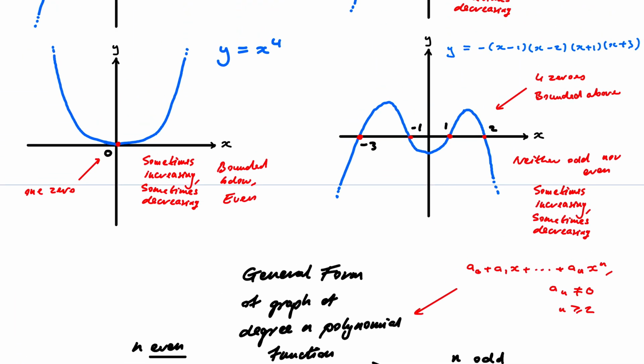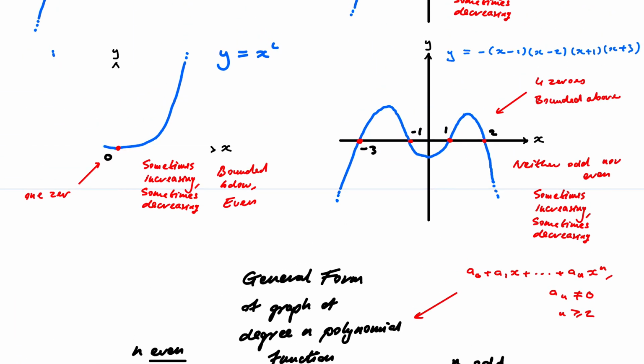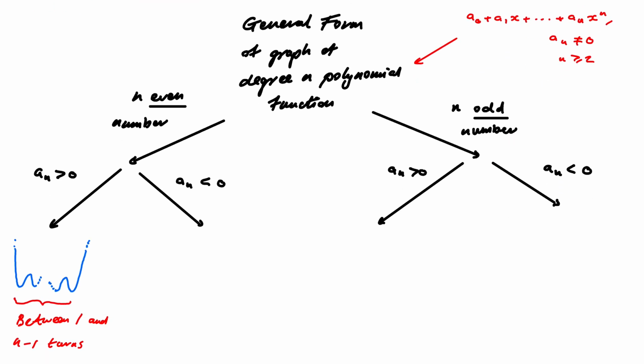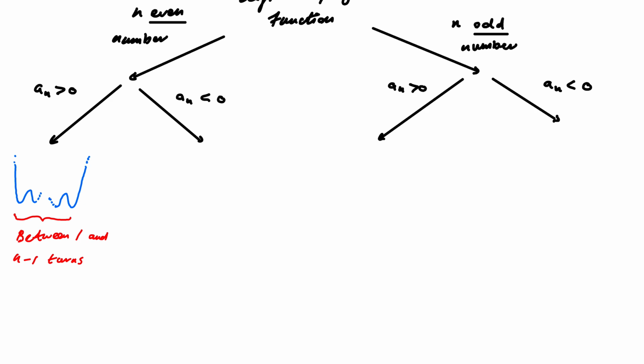Let's just scroll up a sec. Like this, for example. This is only 1 turn. Whereas this guy is 1, 2, 3 turns. So it doesn't have to be kind of the n minus 1. It's somewhere between the two. So that's if we're positive.